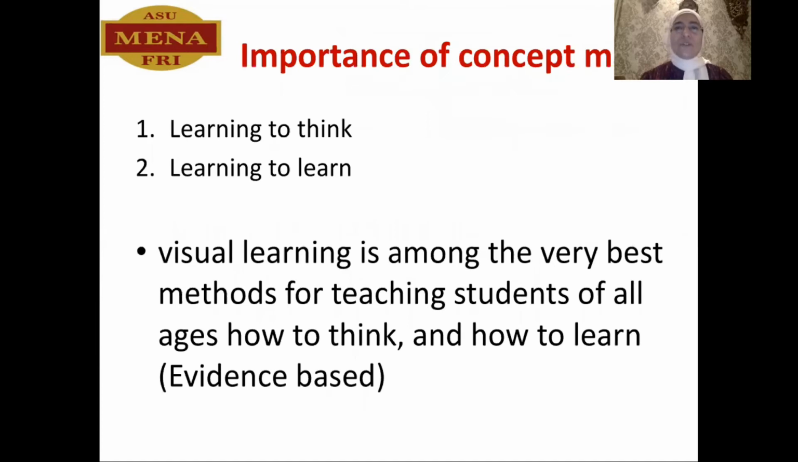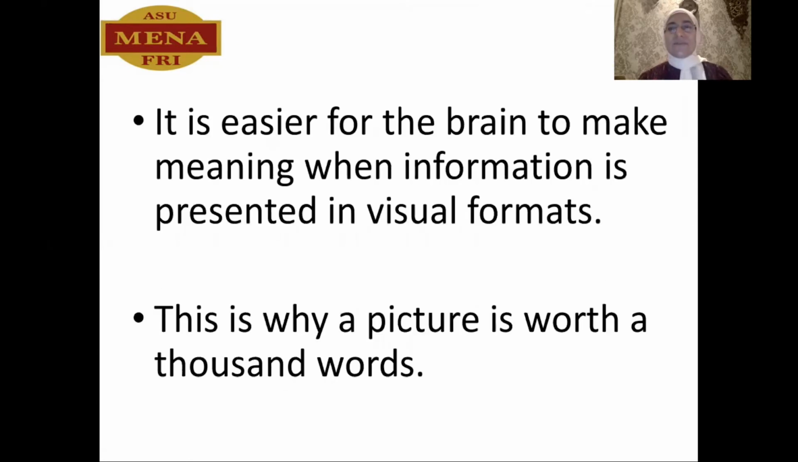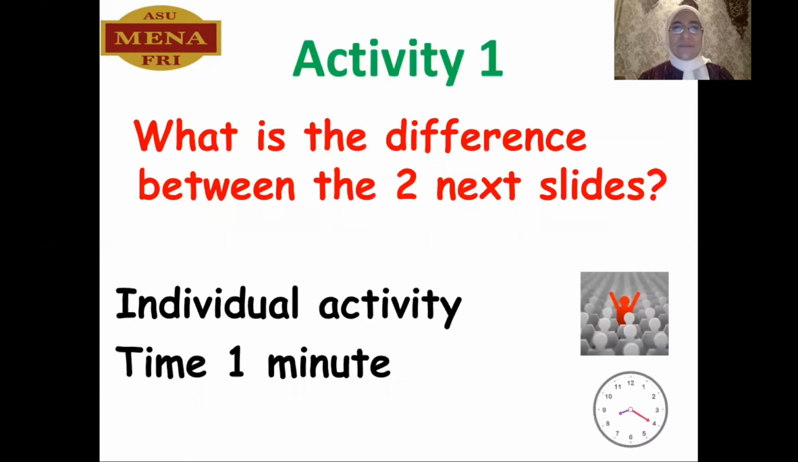The importance of the concept map is that it leads to learning to think and learning to learn. Visual learning is one of the very best methods for teaching students of all ages how to think and how to learn. It's evidence-based. It's easier for the brain to make meaning when information is presented in a visual format. This is why a picture is worth 1,000 words.